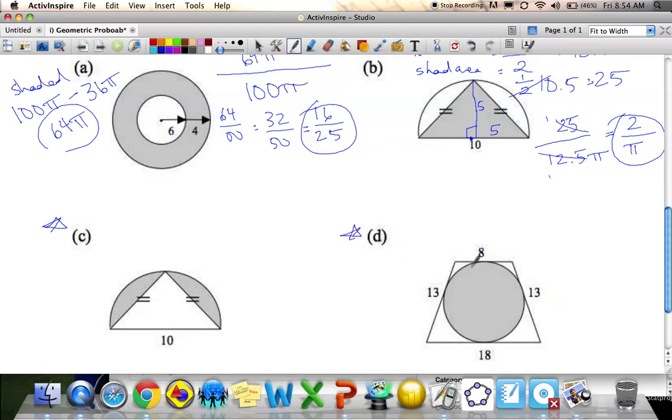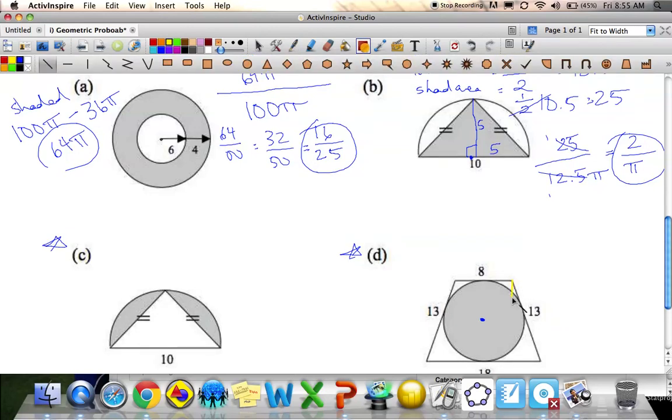And try D. Okay, so for D, I want to talk about D. The circle is inscribed in a trapezoid, and we would have to try to find what? This is an isosceles trapezoid, so we could actually find the height, this height, and this height.